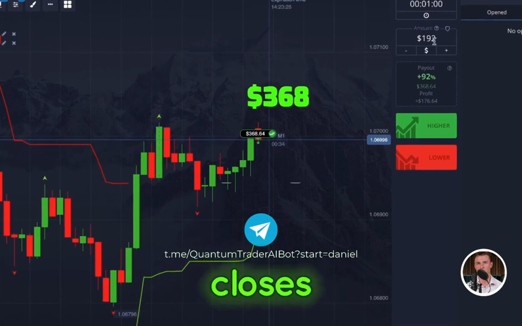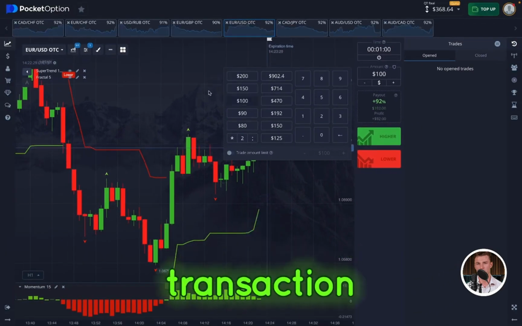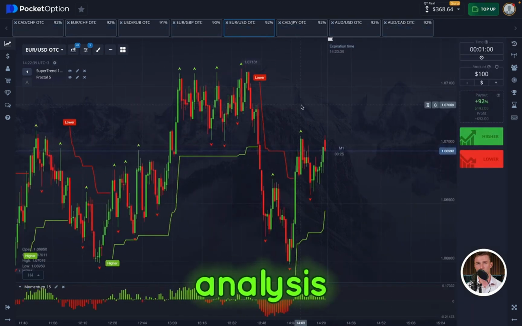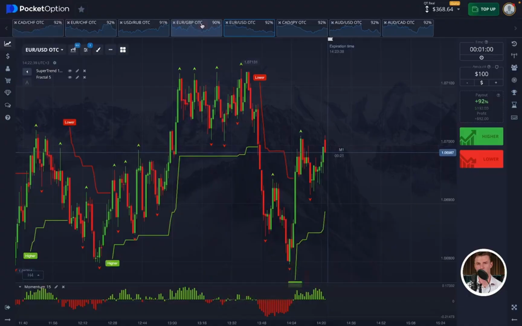And the position closes in a plus. Great, the second transaction has successfully worked out. The exit to the top has occurred. Let's continue further analysis and select the next currency pair.